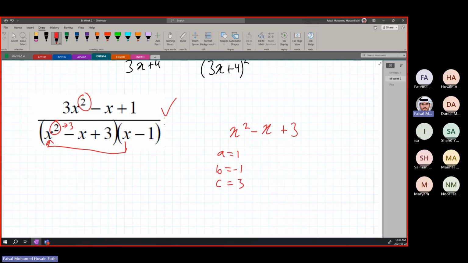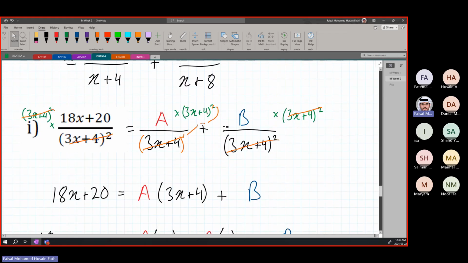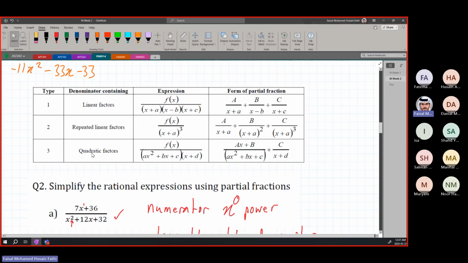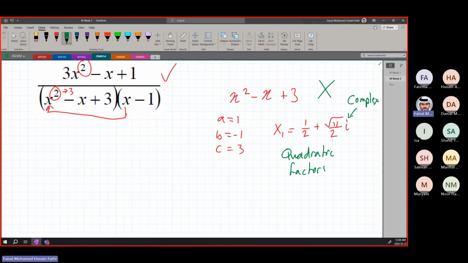Minus 1 and 3. If you notice in the calculator, x1 comes out something like this: half of plus square root 11 over 2 i. Because there is this i value, remember when I said this means it's complex. When you see this i value, just know you cannot factorize. So you have to use the quadratic factors, sorry. The quadratic factors. Okay? So now we're going to have to apply the quadratic factor.